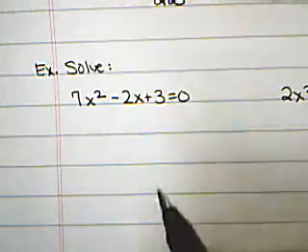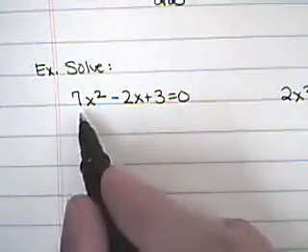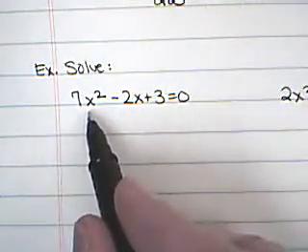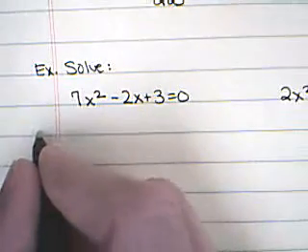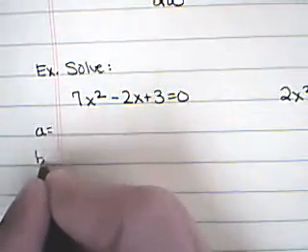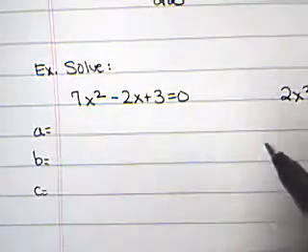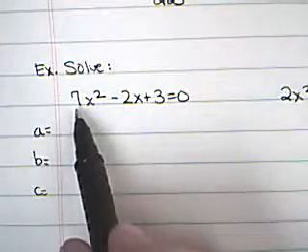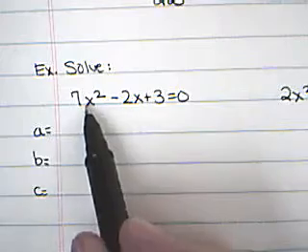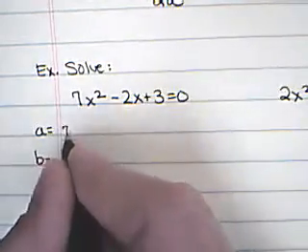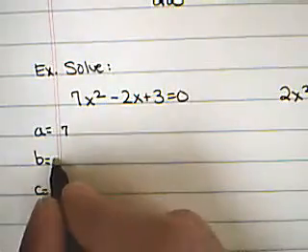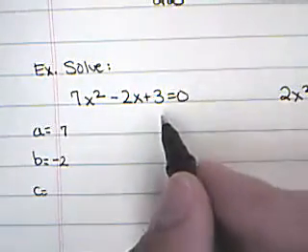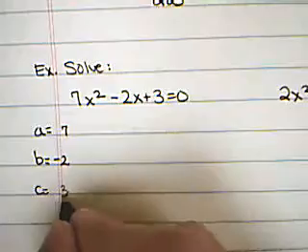In this first example, the equation is already written in descending order as well as being set equal to 0. So I would come over here and I would write down what my a, my b, and my c represent. And remember, the equation is ax squared, so in this case a would be 7, b would be negative 2 as x's coefficient, sign and all, and then c would be positive 3.